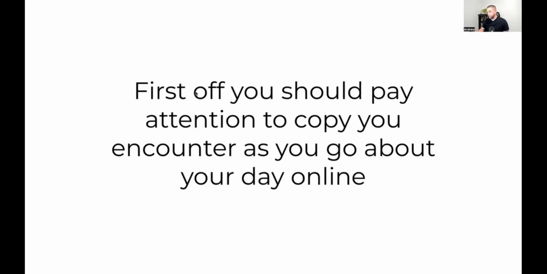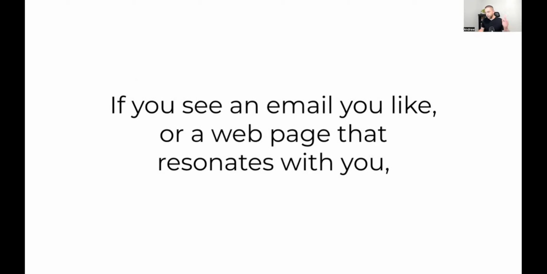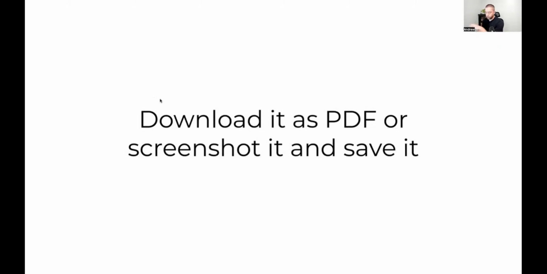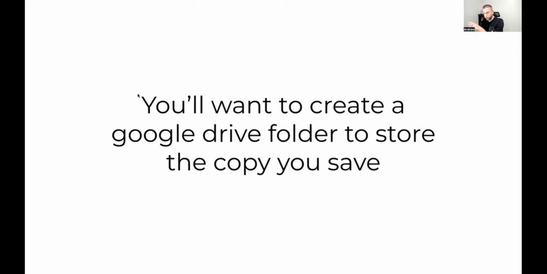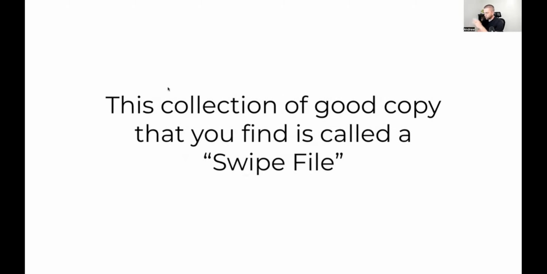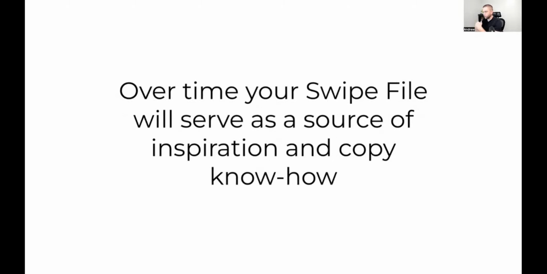Right. So first of all, you should be paying attention very closely to the copy you encounter in your world as you're going through social media or consuming this, consuming that. You should be paying attention to the copy that's working. And if you see something that you like, an email, a web page, a webinar, or whatever, you need to download it as a PDF or screenshot it or record it or whatever and save it, right? You want to create a Google Drive folder to store the copy that you saved. This collection of good copy that you build up is going to be called a swipe file, right? Something you can go to swipe inspiration from in the future.